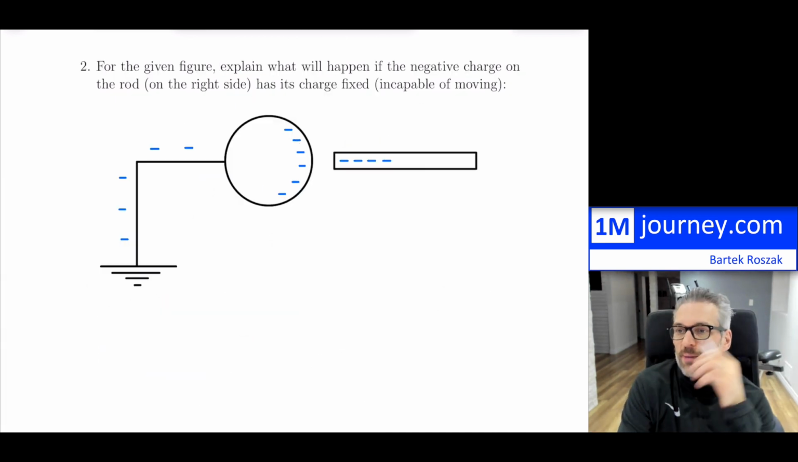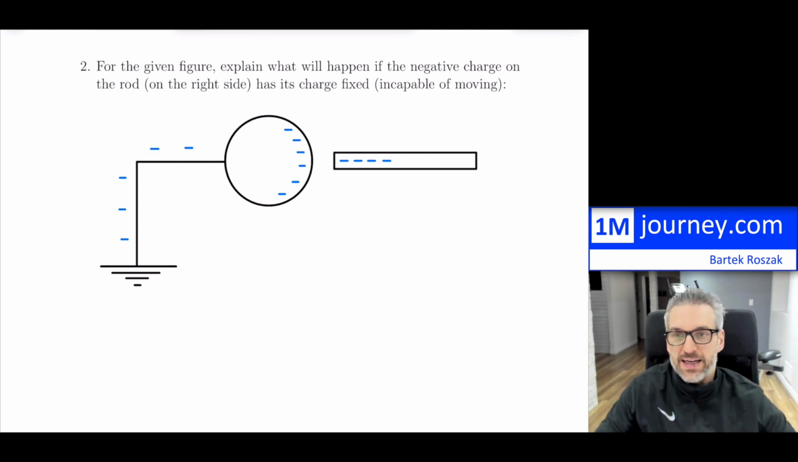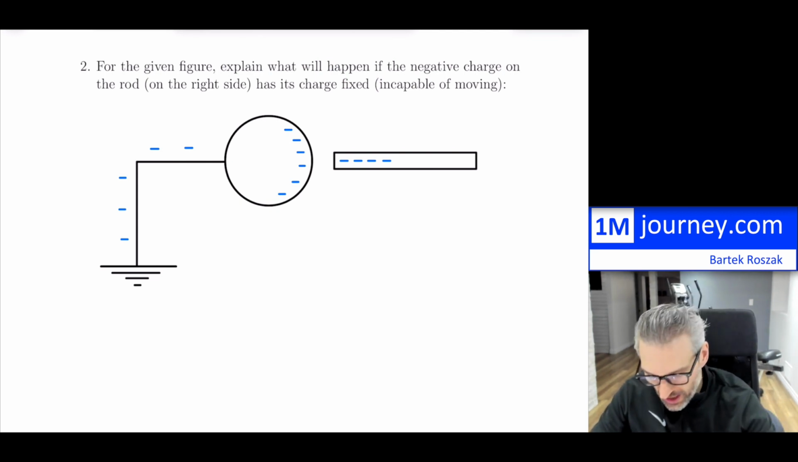Here's the next example. So this one is more conceptual than it is in terms of calculation. So it looks like it's electric induction. And let's see what happens here. So for the given figure, explain what will happen if the negative charge on the rod on the right side has its charge fixed. So it's incapable of moving. All right, so what that's saying is that this rod, so these negatives are not going to go anywhere.